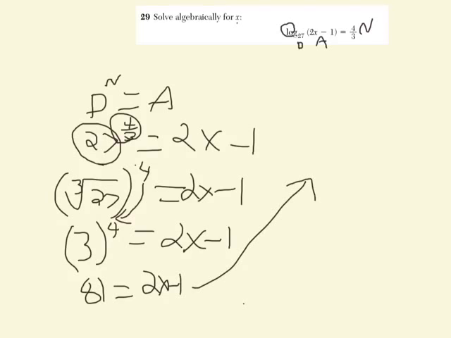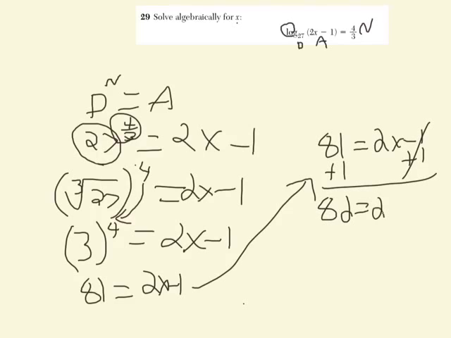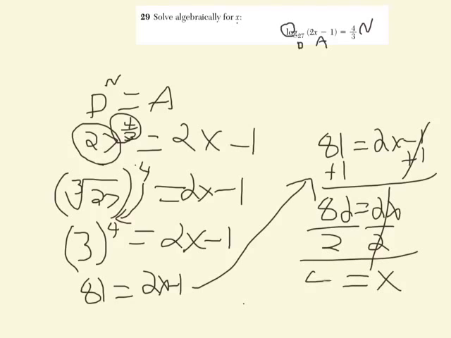And then you just solve the rest of the equation like a normal algebraic equation. So 81 equals 2x minus 1. You add 1 on both sides to isolate the variable. So 82 equals 2x. Then you divide by 2, so x equals 41. And there's your answer. That's how you solve algebraically for the expression log with the base 27, 2x minus 1 equals 4 over 3.